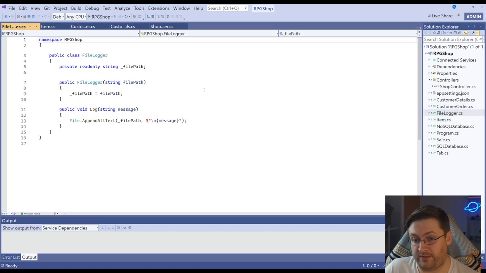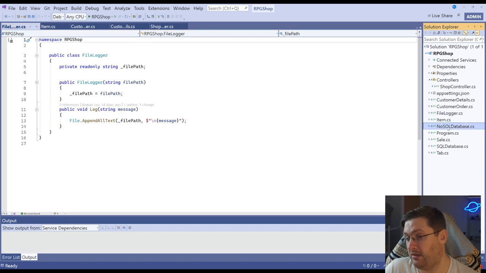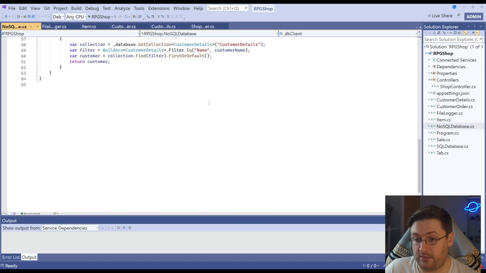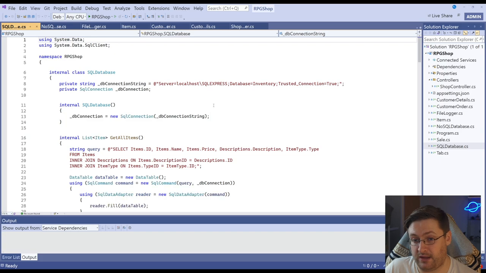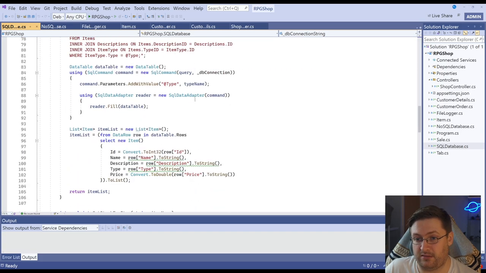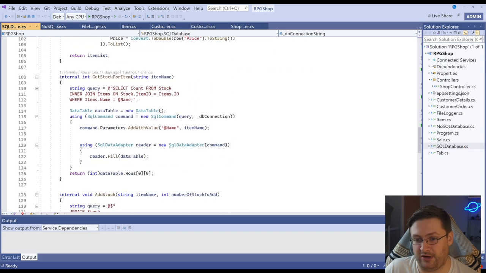We've got file logging stuff, which is just basic. NoSQL stuff here, we've got the SQL stuff here. Again, this is not thrilling to look at, and there's also some pretty glaring issues with some of the stuff in here, which we will address as part of the migration. It's all planned, don't worry.